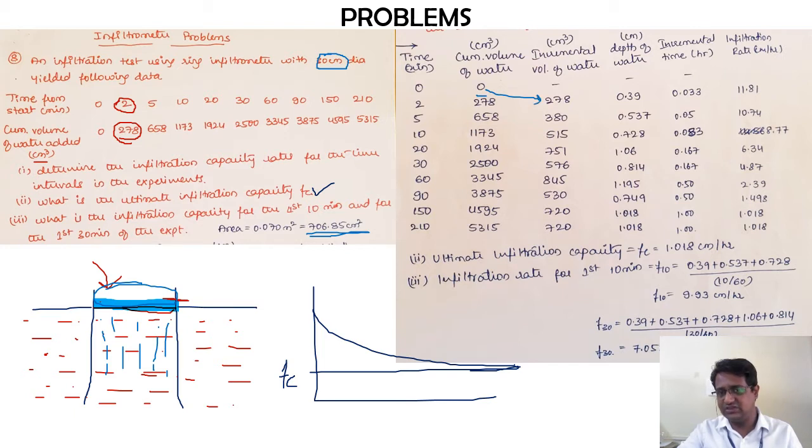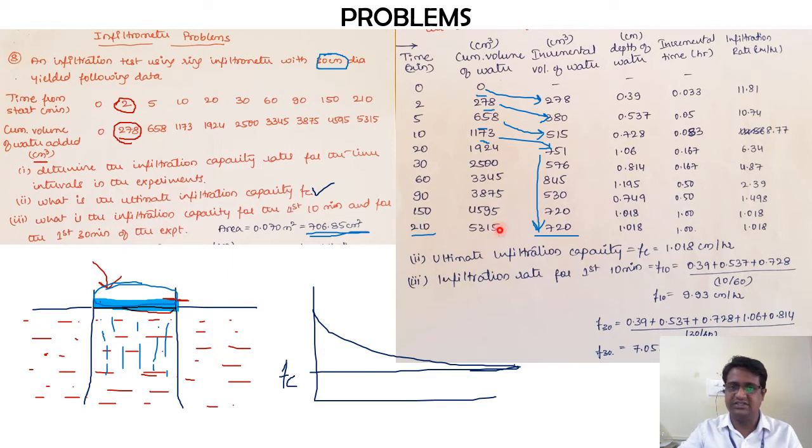Similarly 658 minus 278 will come over here, 1173 minus 658 will come here, and 1924 minus 1173 will come here. Like this you go on doing this till the 210th minute. One more way of making sure your calculations are correct is to add up all these values. The addition of all these values should equal the last number in the cumulative value. If it is 5315, then your calculations are correct.